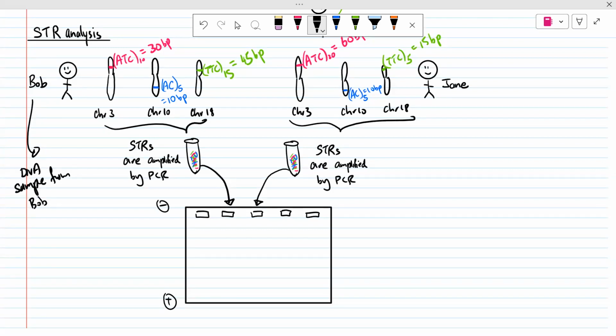So I want to ask you, there are three fragments in Bob's sample: the 30, the 10, and the 45. Which one is gonna be all the way at the bottom? The red, the blue, or the green? The green? Why is the green all the way at the bottom? Because it's heavier. Oh, it's heavier. Oh, okay.